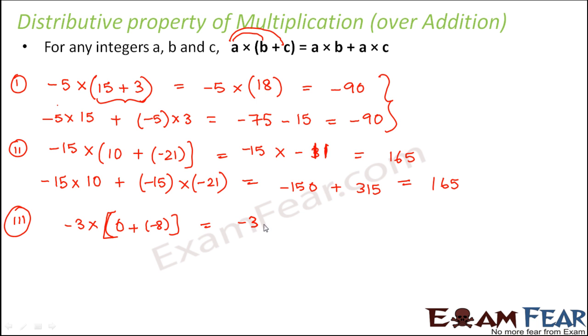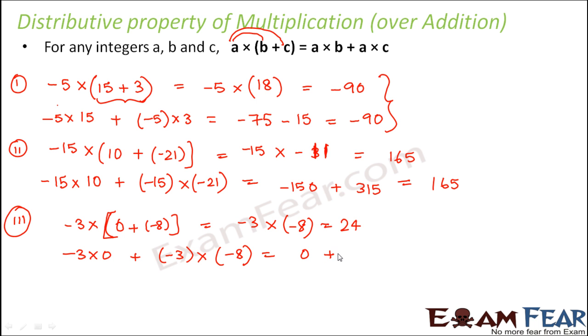So this is equal to minus 3 into minus 8, which is equal to 24. Following the property, this would be minus 3 into 0 plus minus 3 into minus 8. So this is 0 plus 24, which is equal to 24 again.